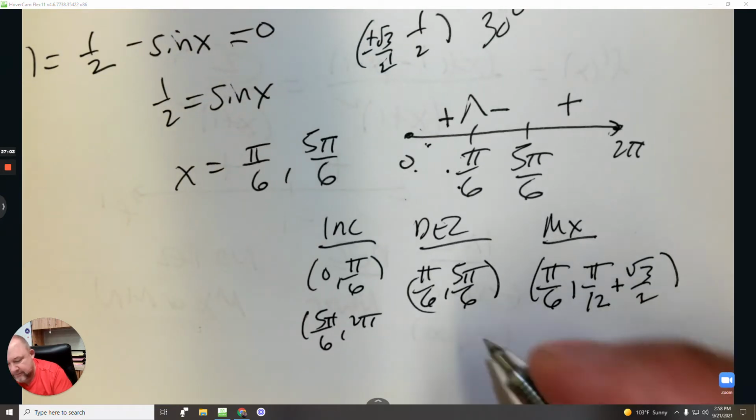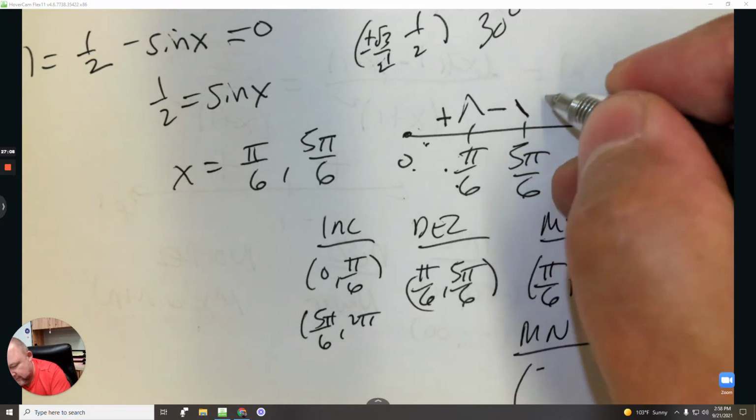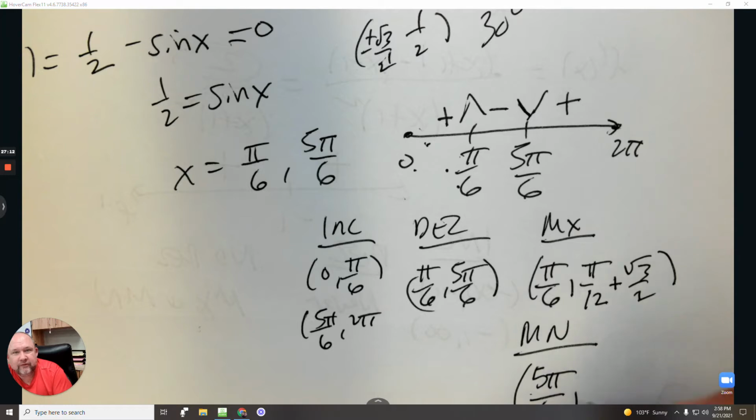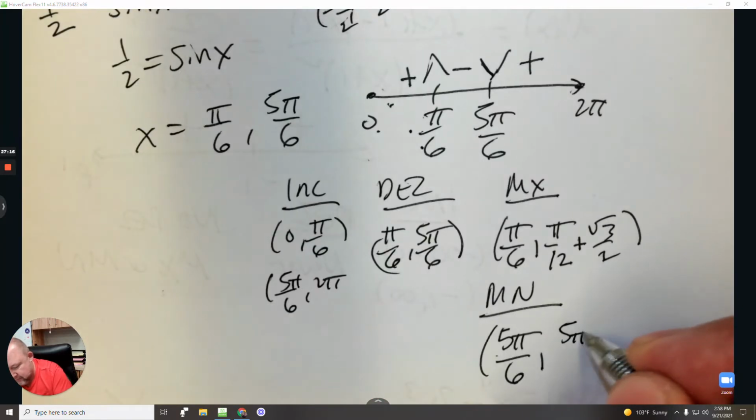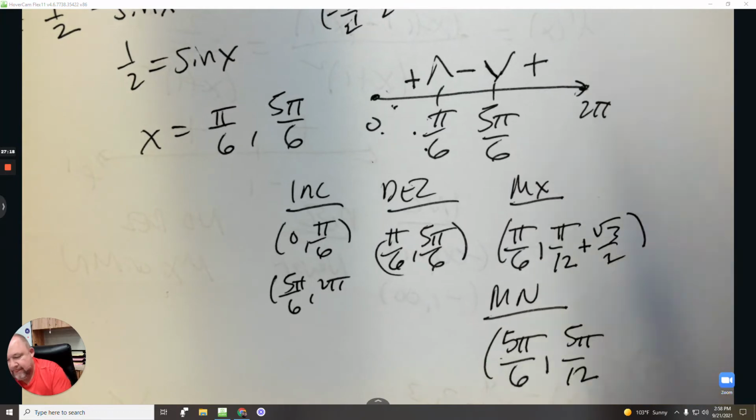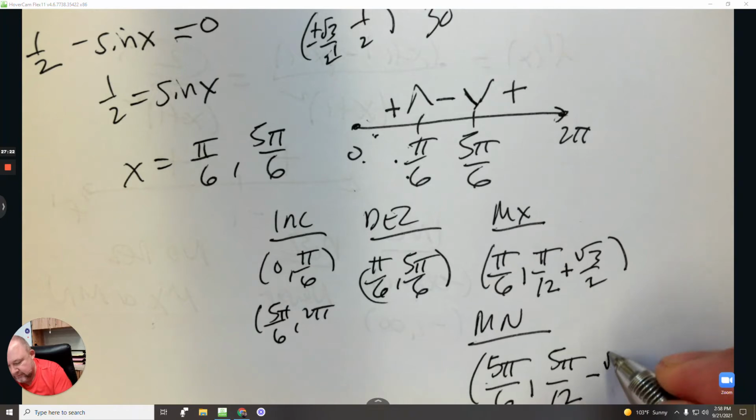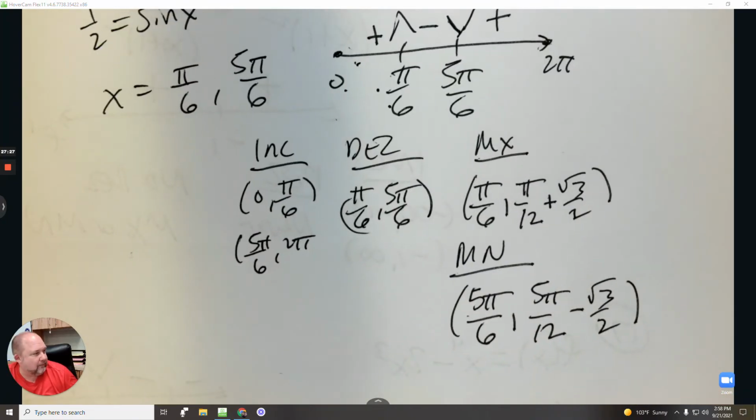That's the maximum. The minimum is here. It falls and then rises. So at 5 pi over 6, 5 pi over 6 divided by 2 is 5 pi over 12. Cosine at 5 pi over 6 is negative root 3 over 2. So there's your maximum and there's your minimum.